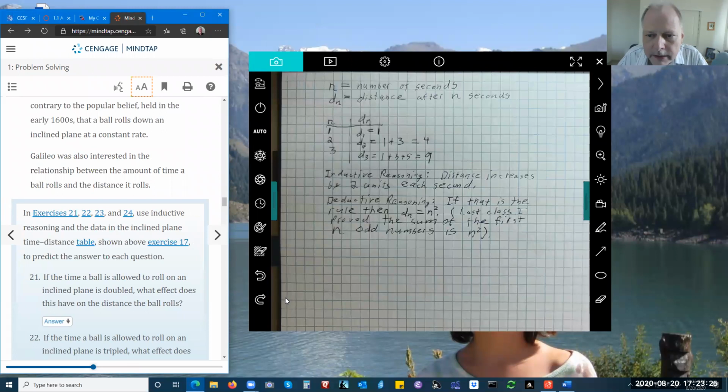What would happen if you double the time that the ball rolls? So you roll this amount of time versus twice as much time. What happens to the distance? Anybody put something in the chat, either the private chat or the public chat, I don't care.